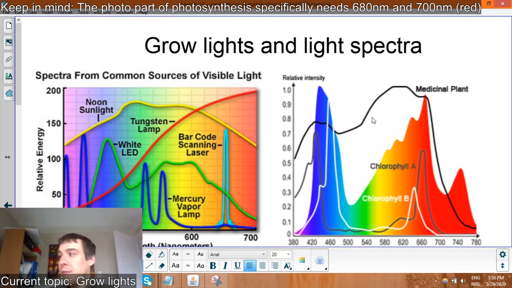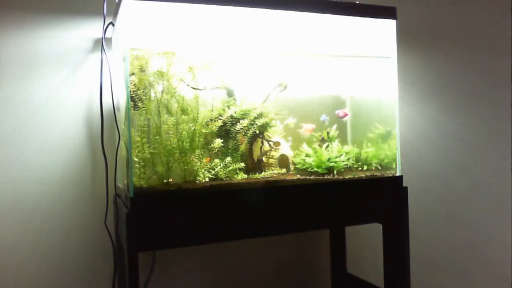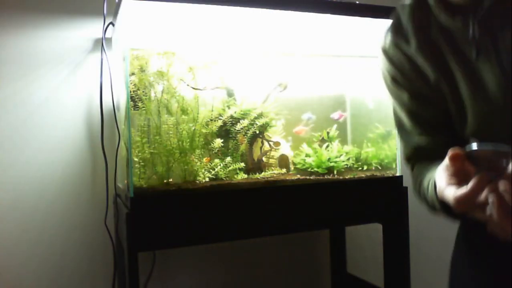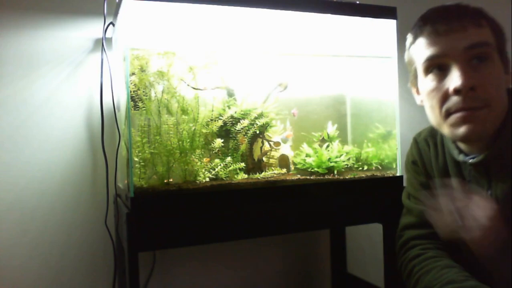I might actually pause for a second and see if I could do an experiment with my aquarium light and see if you can actually see that blue peak on it. So give me a second, I'm going to pause it. Okay, so this is my fish tank. I've got the lights on full brightness.